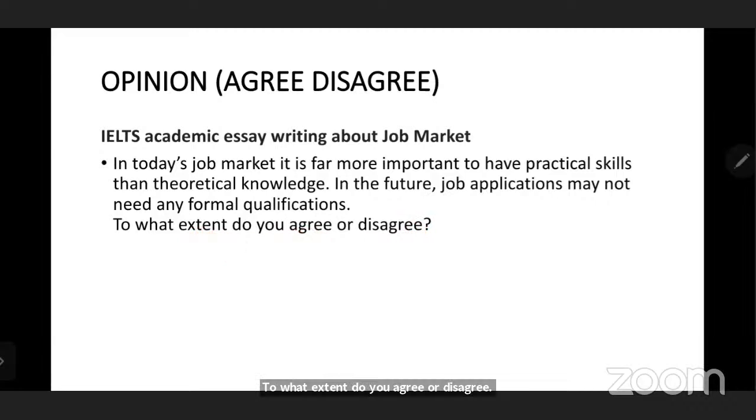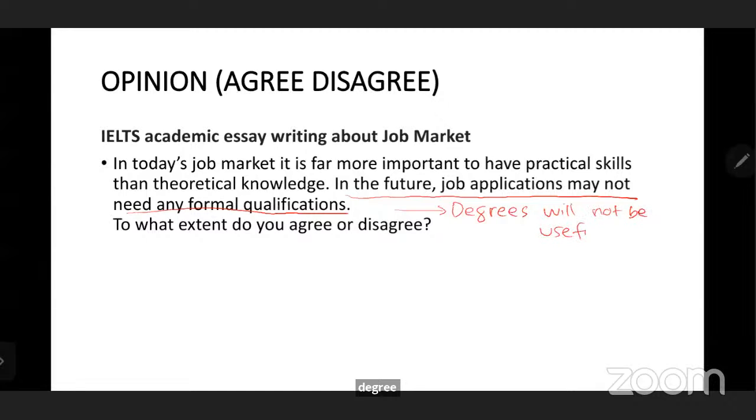So you have to decide whether you agree or disagree that in the future, job applications may not need any formal qualification, meaning that your bachelor degree will not be useful. Okay, and you have to know what each phrase means. Like say, what is practical skill? What is theoretical knowledge?